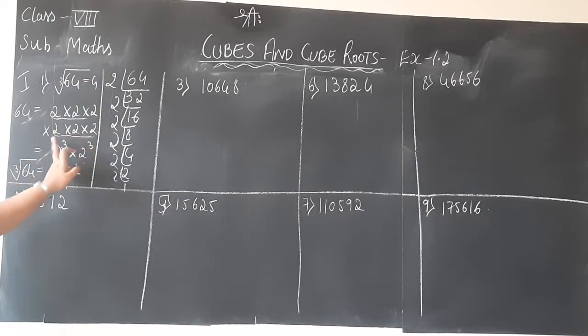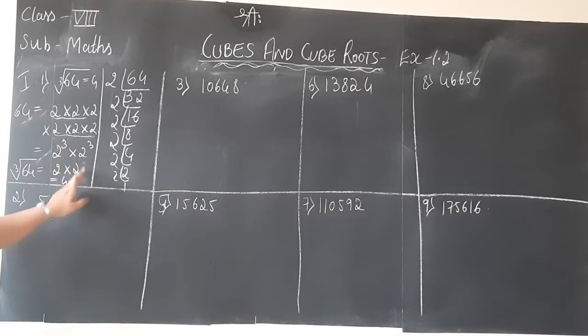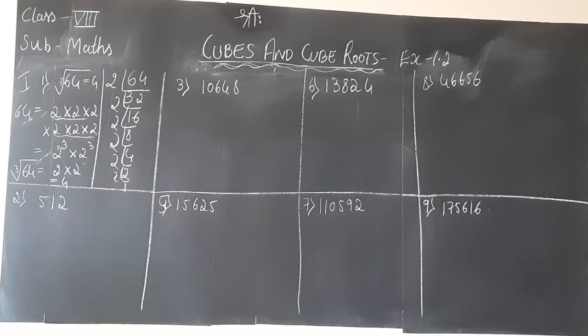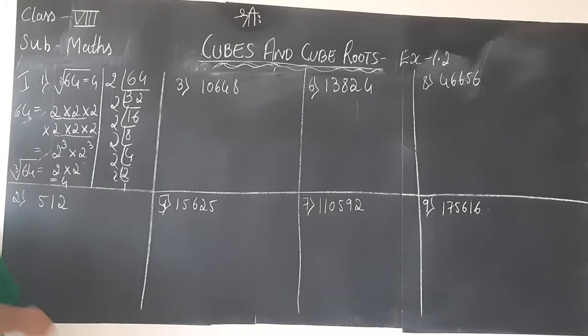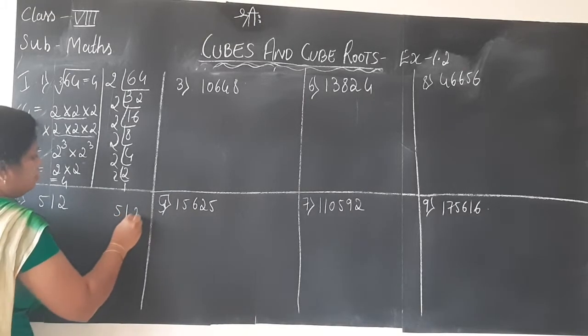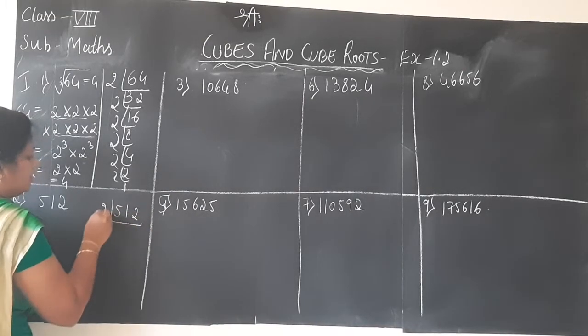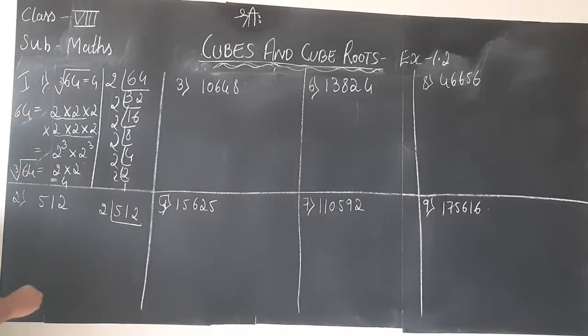After writing the cube, how to directly write 2 cube as 2, I already explained to you. So please rewind the video and watch if you have not understood. Next, 512. Since 2 is there in the units place, I again start with table 2.